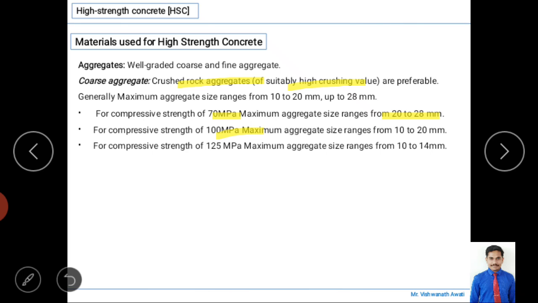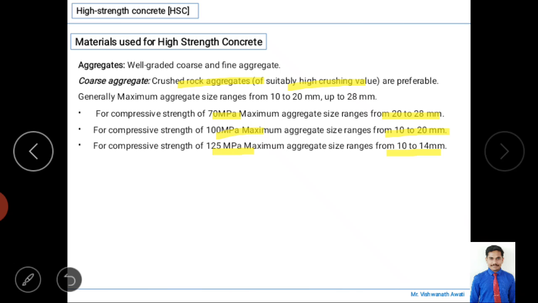If you want to increase, then the restriction is you have to use only 10 to 20. Earlier it is 20 to 28, but here it is 10 to 20, right? If you want to again increase the strength, again by 25 MPa, see from 70 to 100, 30 MPa increased. Same from 100 to 125, 25 MPa is increased. Why? Because of a change in the aggregate, right? So here the maximum aggregate size we are using is 10 to 14 mm.